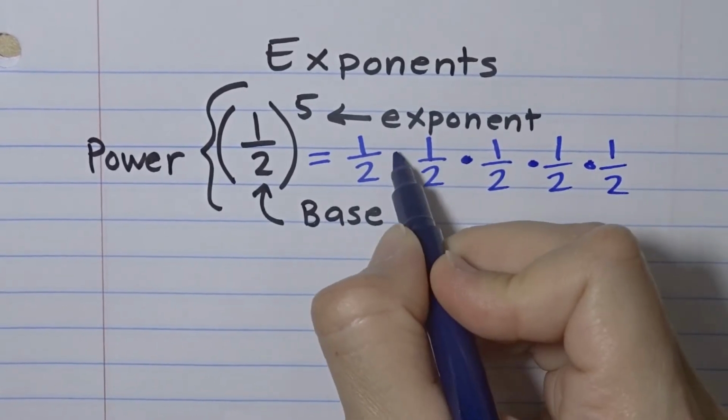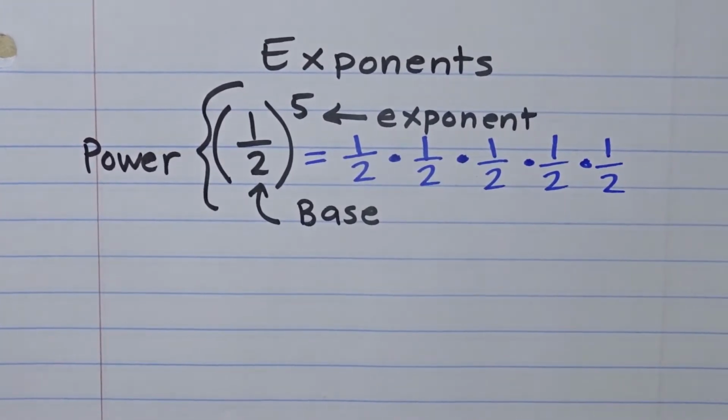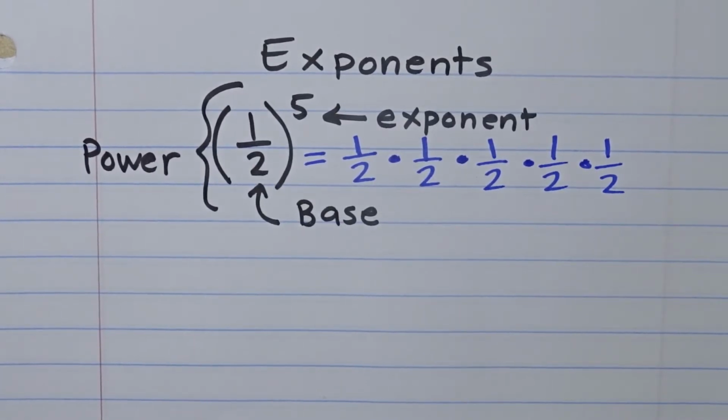So it's repeated multiplication. Okay, so an exponent is the superscript number up in the corner that tells you how many times you're going to be multiplying that base number. Okay, so there's two numbers. One of them that's being repeatedly multiplied, and the other number tells you how many times you're going to be multiplying it. Okay, so let's give you an example.